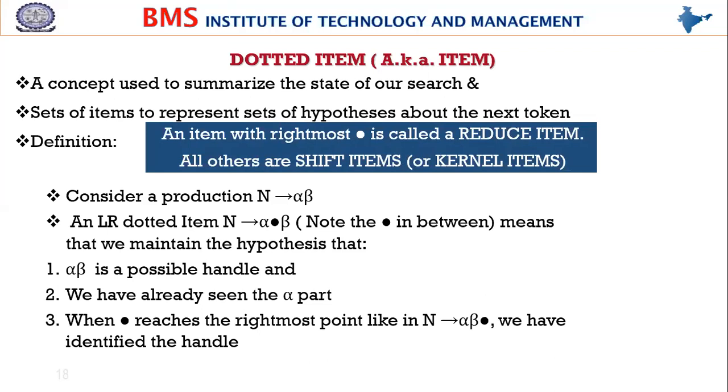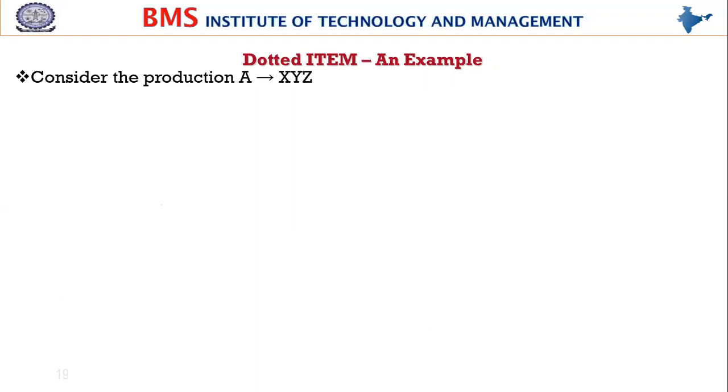The item is the rightmost dot. When the dot reaches the extreme right, we call it a reduce item. Else, it is just a shift item, but it is not 100% correct. We have a small variation. Dotted example, have a look at this.